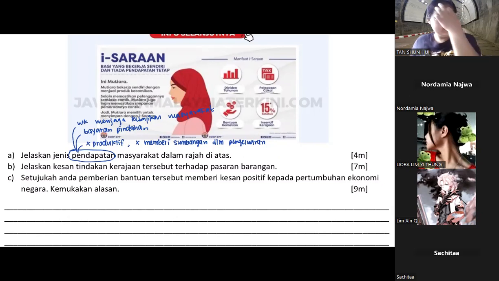And the next one, they ask you, kesan tindakan tersebut terhadap pasaran barang. When you see pasaran barang, pasaran means what? You can link to demand, supply. Alright? Now, but of course, they give money, give to who? Give to the people. People, normal people, right? Affected demand or affected supply? Demand. 7 marks.